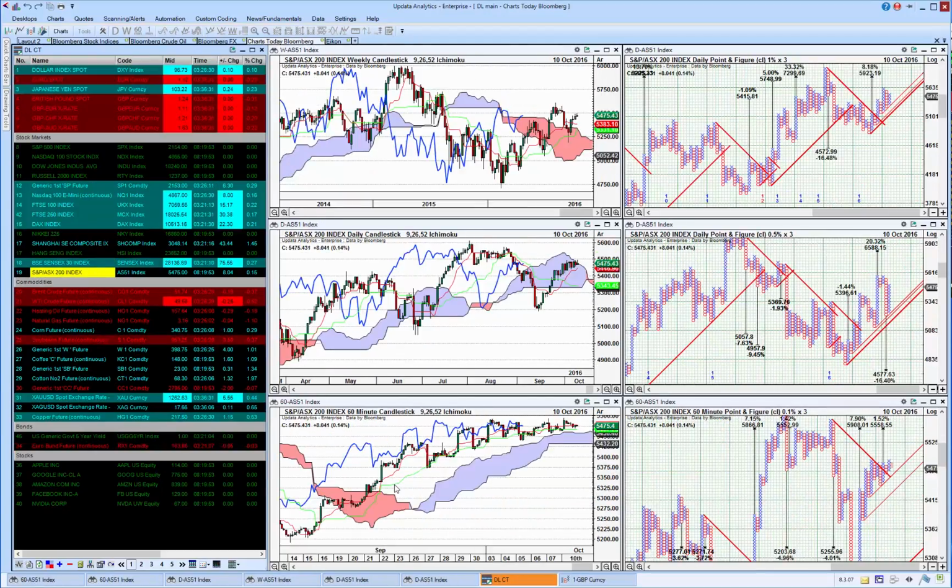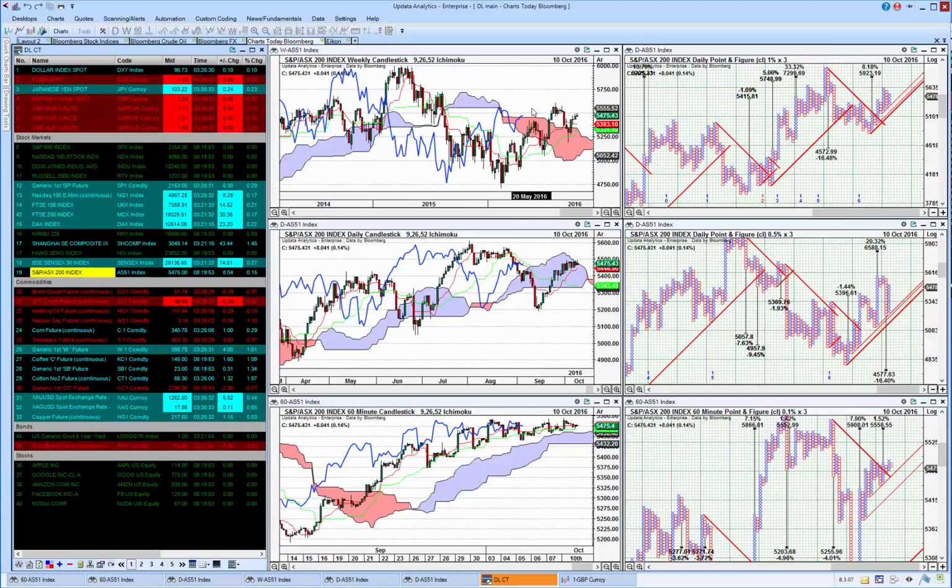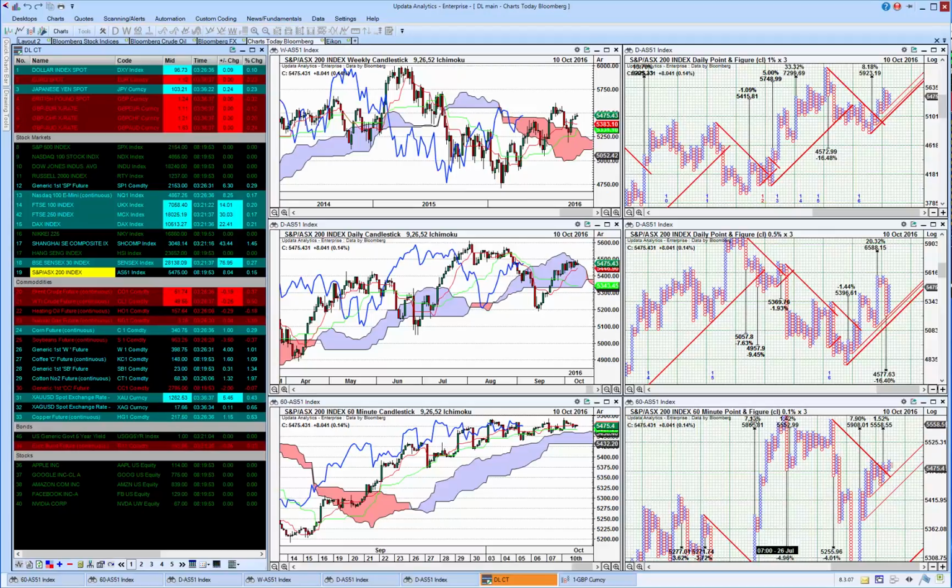Australian market, bullish short term, bullish medium term, and just turned bullish long term. So quite a good picture here. We're seeing targets as high as 8% here, so quite a good picture there.